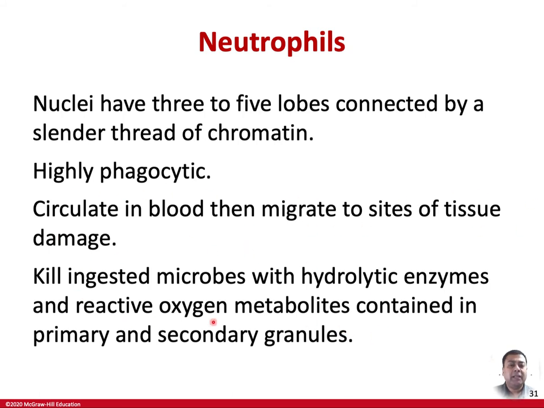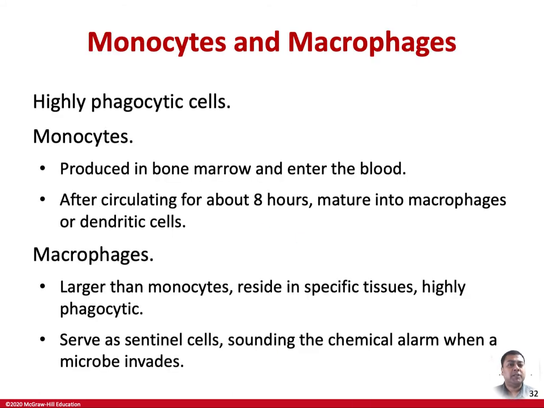On the other hand, they kill the ingested microbe by hydrolytic enzymes. Also, they produce reactive oxygen metabolites contained in the primary and the secondary granules. So what happens is that they are phagocytic, and once these pathogens are within the phagocytic vesicles or the phagosomes, inside the phagosome, they will release these hydrolytic enzymes and the reactive oxygen species to kill them intracellularly. They do not release them outside the cell. They are used to kill them after they phagocytose these particular pathogens.